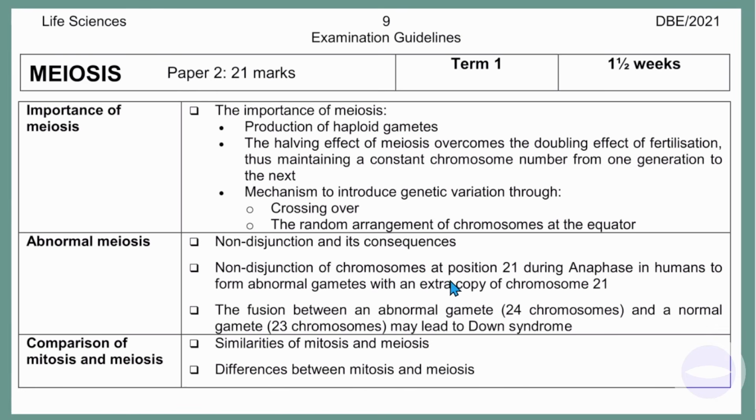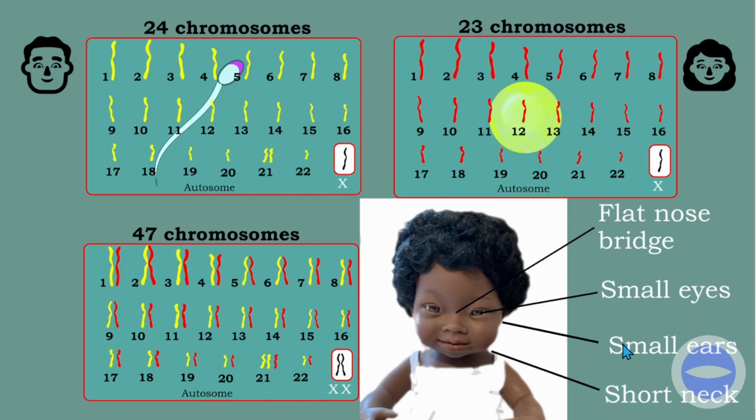Non-disjunction of chromosome 21 during anaphase in humans forms abnormal gametes with an extra copy of the chromosome. So here you must know about non-disjunction at chromosome number 21, and I will explain it in the next slide. The fusion between an abnormal gamete, which has 24 chromosomes, and a normal gamete, which has 23 chromosomes, may lead to Down syndrome. So here I'll show you something.